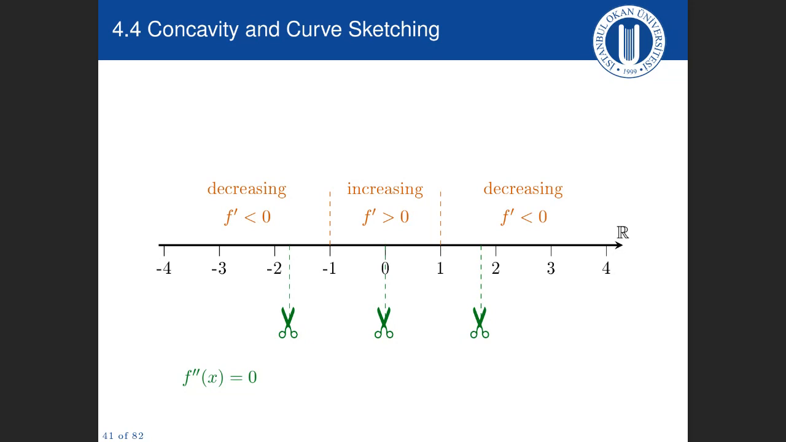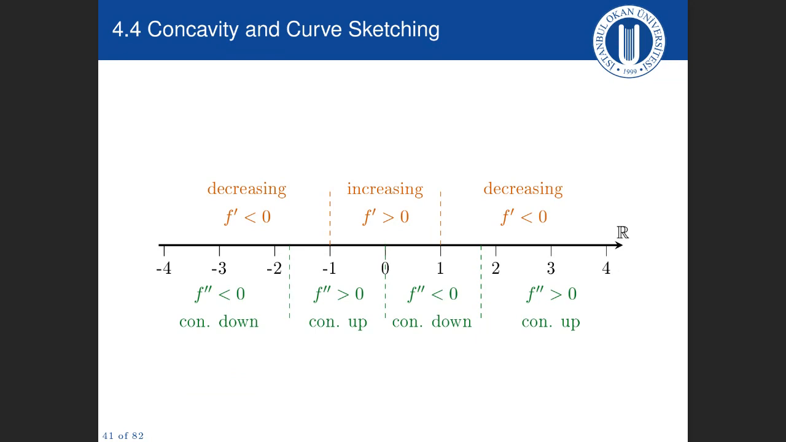And then in green, it's possible to find that the function is concave down between minus infinity and minus square root of 3. It's concave up between minus the square root of 3 and 0. It's concave down between 0 and root 3, and it's concave up between root 3 and infinity.